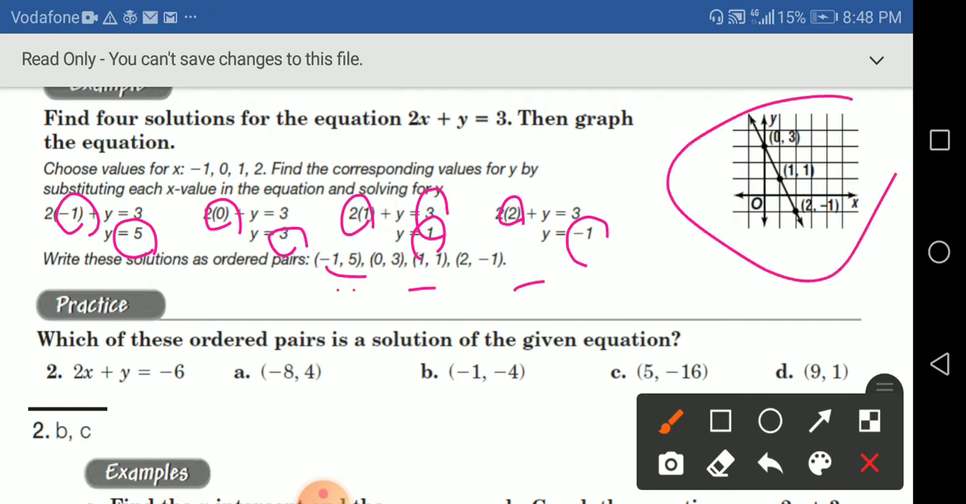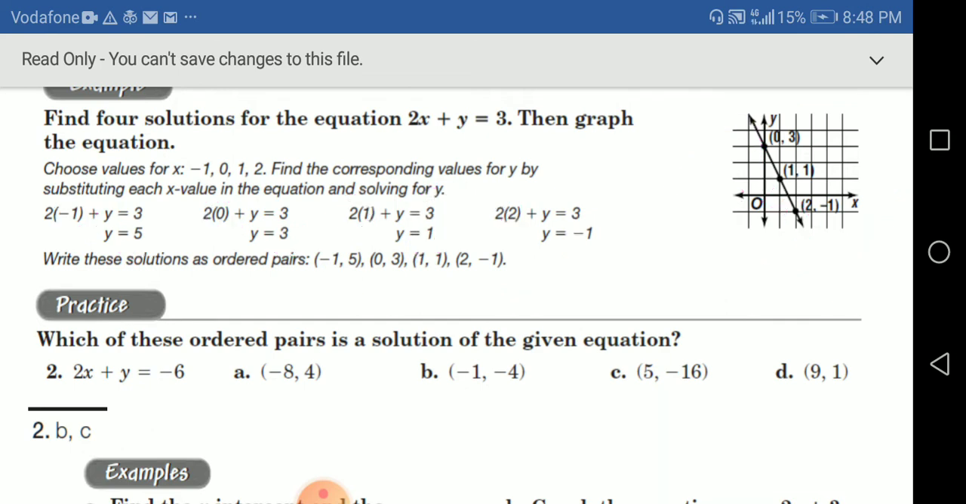First of all, -1 and 5. So I'm going here -1 and 5 up. This is 5. Then I got 0 and 3, and I will draw the point of 0 and 3. 1 and 1, so 1 and 1. Then 2 and -1, and I will go down here because negative on the y-axis goes down. And then draw this line connecting the points together.